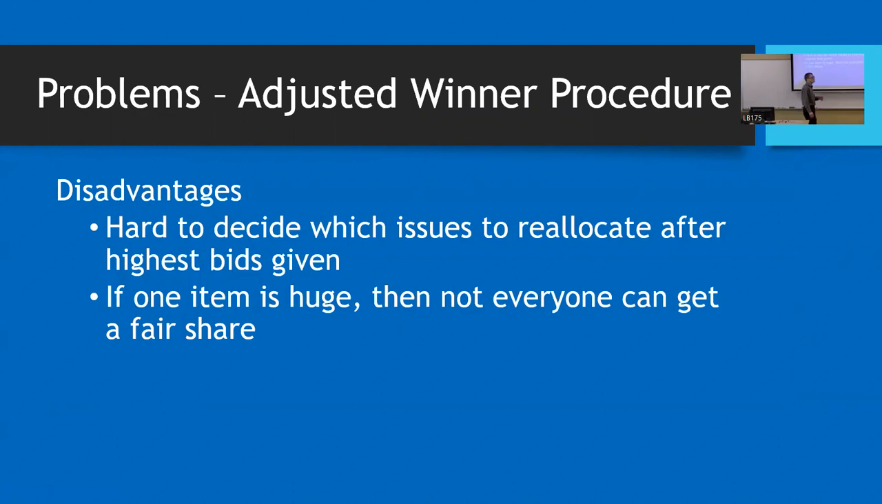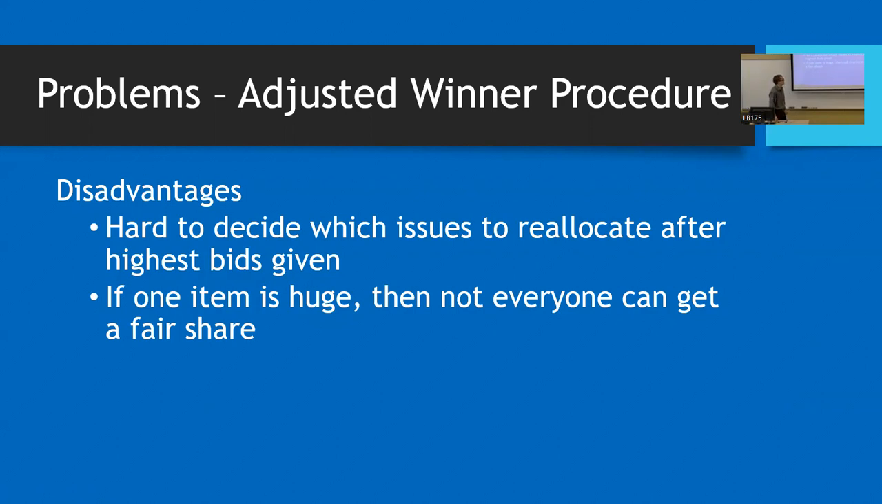So for the adjusted winning procedure, there's two kinds of disadvantages. One we talked about earlier: sometimes it's hard to decide how to reallocate, when we had the A, B, C example. So sometimes it's hard to do. Not impossible, just hard.